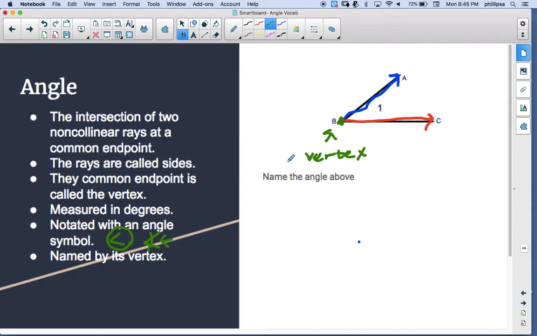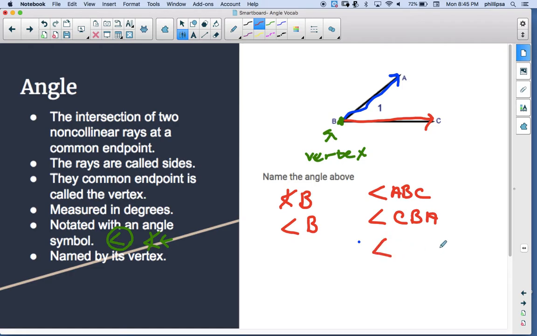So let's start naming our angles. Angles are always going to be named by their vertex. So I can very simply call this angle up here angle B. This would be no different as if I wanted to use just that symbol. Or I could call this angle ABC. I could call this angle CBA. I would not be able to call this angle BCA. Let's talk about why this one is not acceptable.